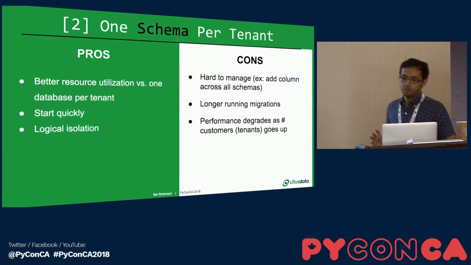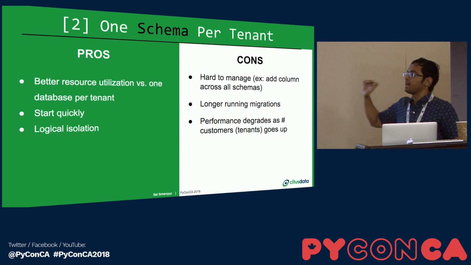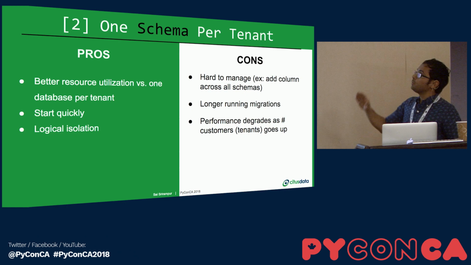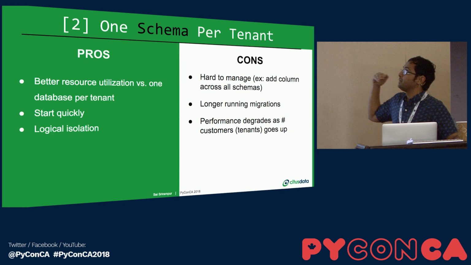What are the pros and cons with this approach? The first is it has a better resource utilization story when compared to a one database per tenant architecture. The reason is that finally it's a shared resources architecture. The second is, again, it's easy to start. You just create a couple of schemas, point your app to the right schema, and you're all set. And the third is, as you have logical namespaces and each tenant belongs to only one namespace, you inherently have logical isolation. The cons with this approach are again similar, in that it becomes hard to manage.